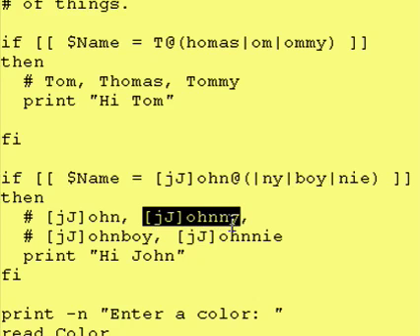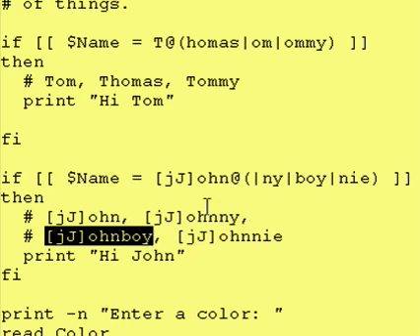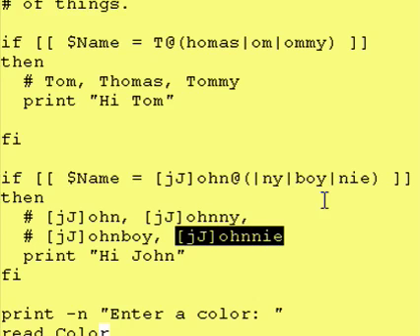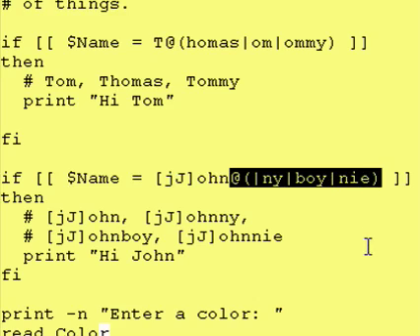Or it matches Johnny, or it matches John Boy, or it matches Johnnie. And you can only have one of those instances. So Johnny Boy is not correct. You can only have one of whatever is inside of those parentheses.